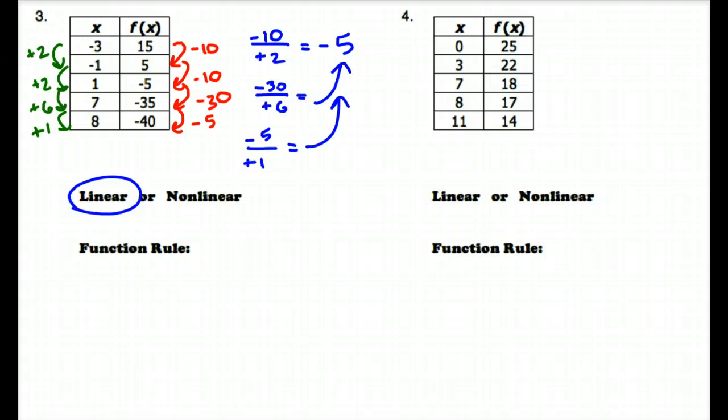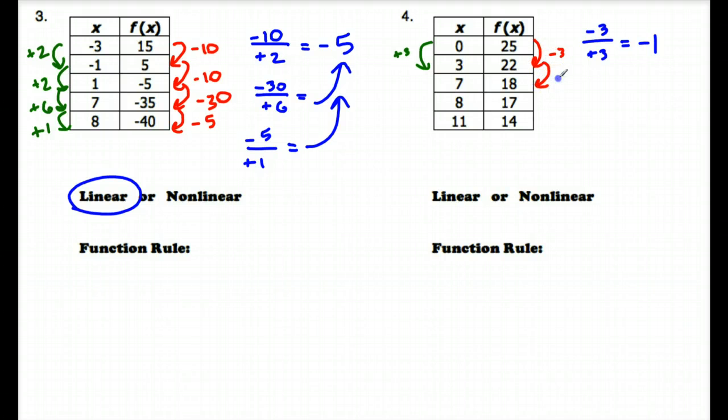Number 4, I'm going from 25 to 22 here for my first jump in y values, so that's going to be going down 3. And then for my x values, I'm going from 0 to 3, so that would be going up 3. So we have -3 divided by +3, which gives us a -1. And now we'll compare that to our other jumps.